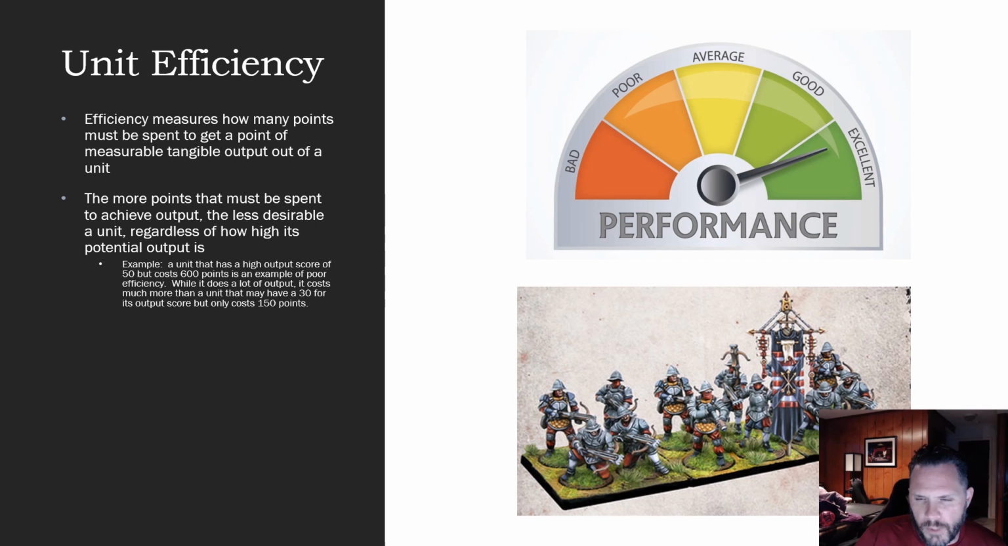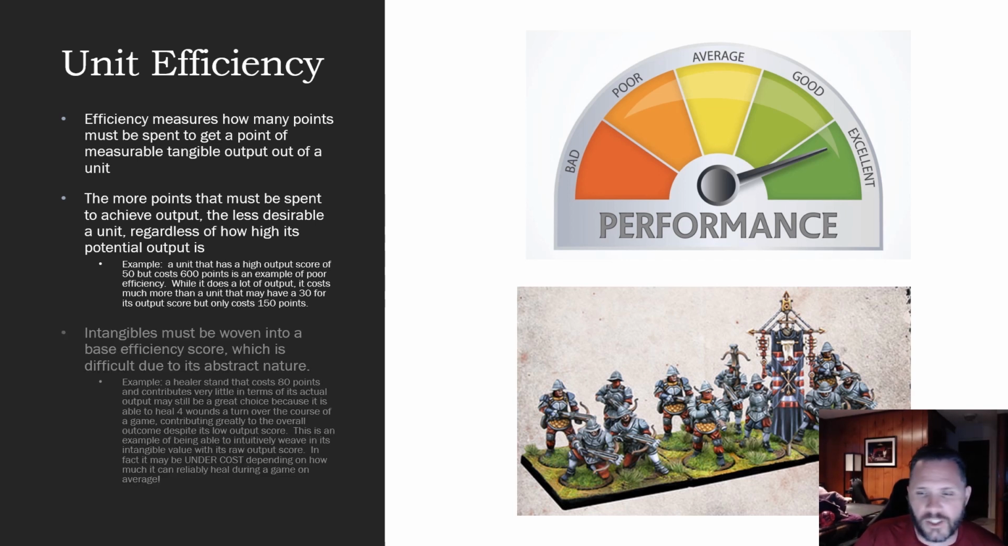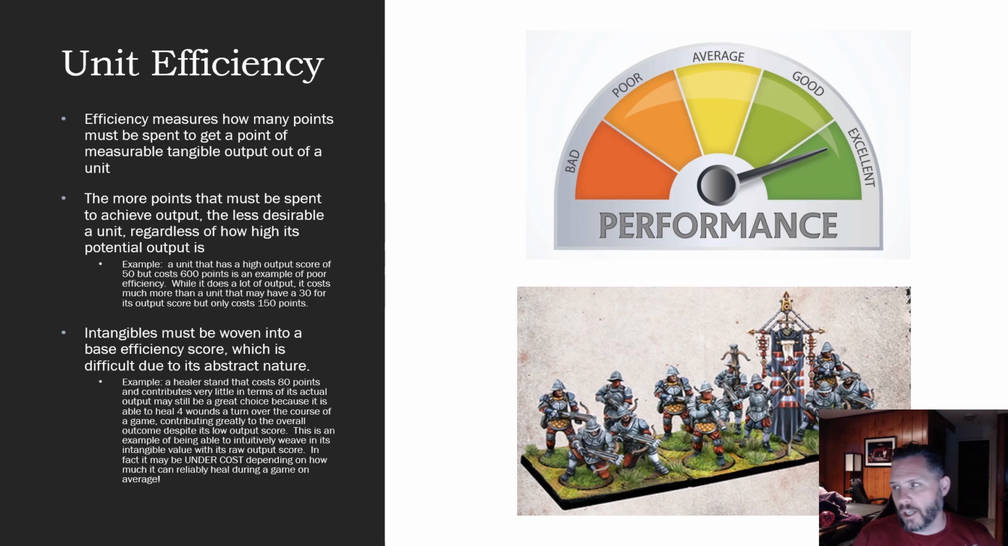The more points that must be spent to achieve output, the less desirable the unit, regardless of how high its potential output is. Intangibles must be woven into the base efficiency score, which is difficult due to its abstract nature. This is where performance, again, suffers just like output score. You have to know where the intangibles are. So if the numbers come back and say, well, dude, you pay a little too many points for what this unit does, oh, but by the way, it has these two intangible rules that sometimes are really cool, you have to make a judgment call. Is that worth it to me to pay those extra points?